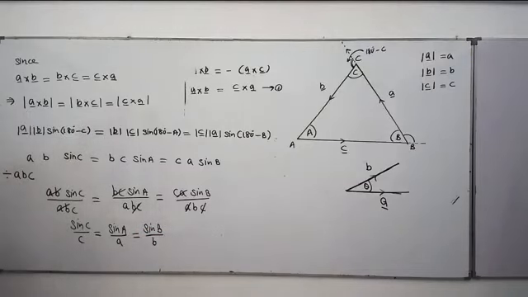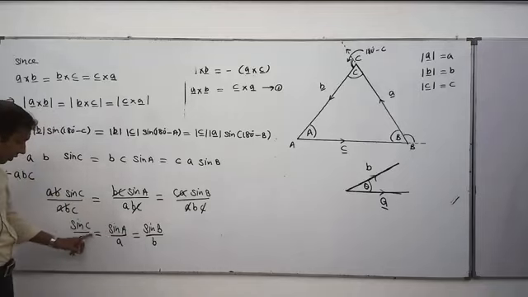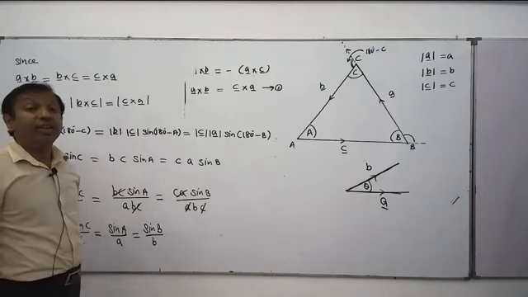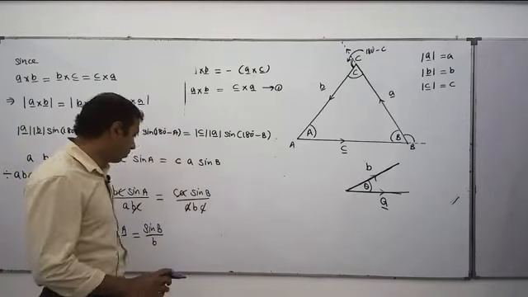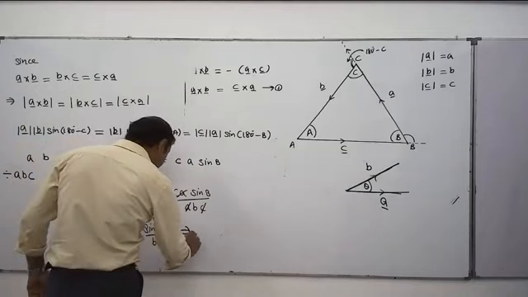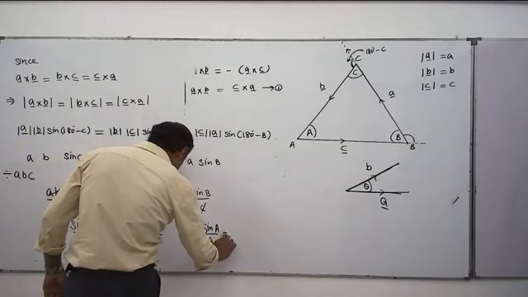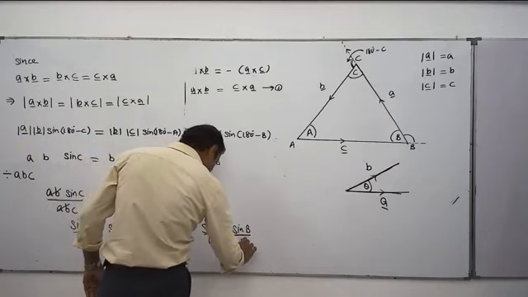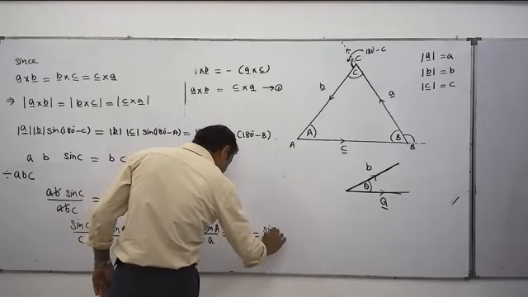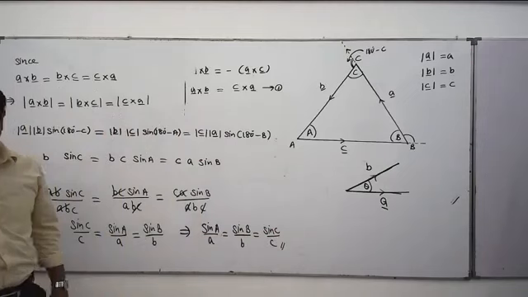What is this, people? Sin A by A equals sin B by B equals sin C by C. What is that? The sine rule we learned in trigonometry. Then this gives us the required answer. This gives sin A by A is equal to sin B by B is equal to sin C by C. This is how we take that answer.